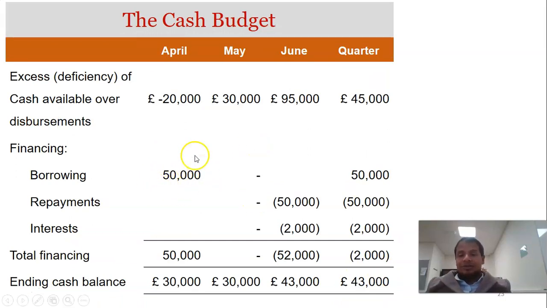So this is what I told you: borrowing 50,000, then payment 50,000, and also an interest payment of 2,000 that you need to pay for the quarter as well. If you deduct it, 52,000 is regarding financing. So 50,000 here, and you are paying interest and the principal amount in the month of June. So 52,000, and then 43,000 remaining as the ending balance of the quarter. These two endings should be the same, because ending of June is the ending of the quarter.